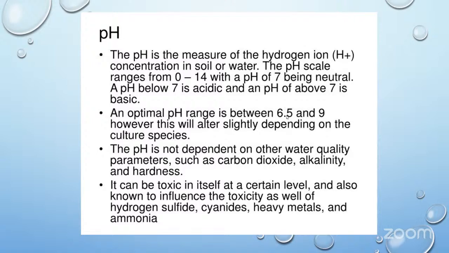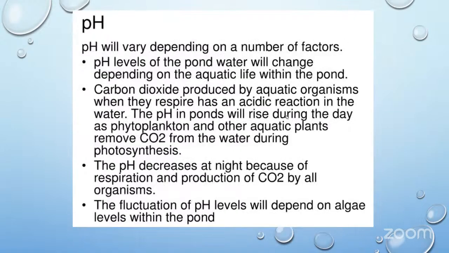The pH is not independent of other water quality parameters such as carbon dioxide, alkalinity, and hardness. It can be toxic in itself at a certain level and is also known to influence the toxicity of hydrogen sulfide, cyanides, heavy metals, and ammonia. pH will vary depending on a number of factors.